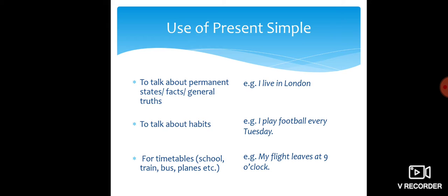To talk about permanent states, facts, and general truths, for instance, we have this example. I live in London. This is a fact. To talk about habits, for instance, I play football every Tuesday. This is an activity that is part of my routine. For timetables, for instance, my flight leaves at 9 o'clock. This is a planned timetable.